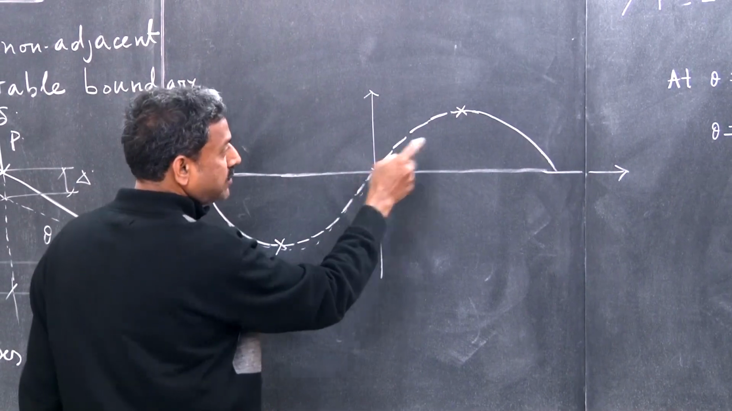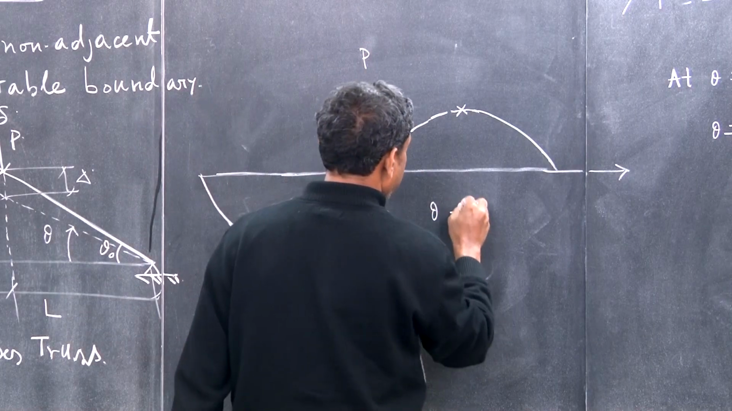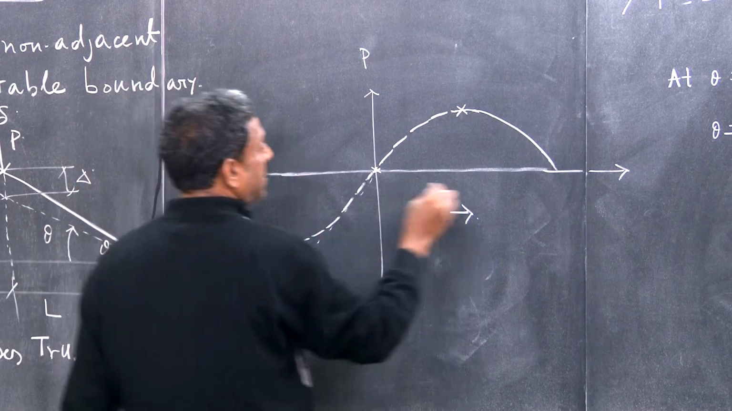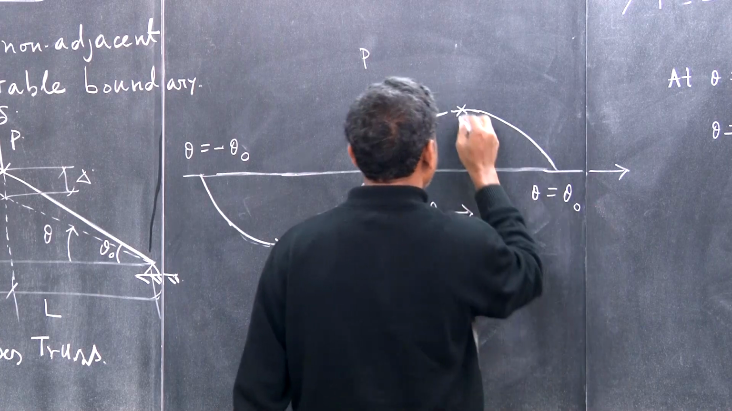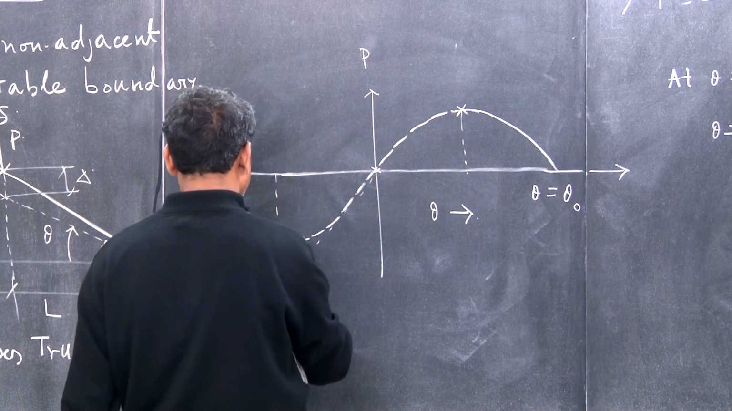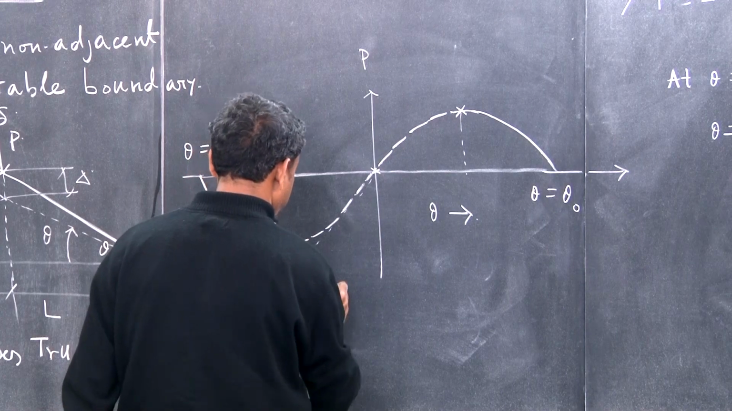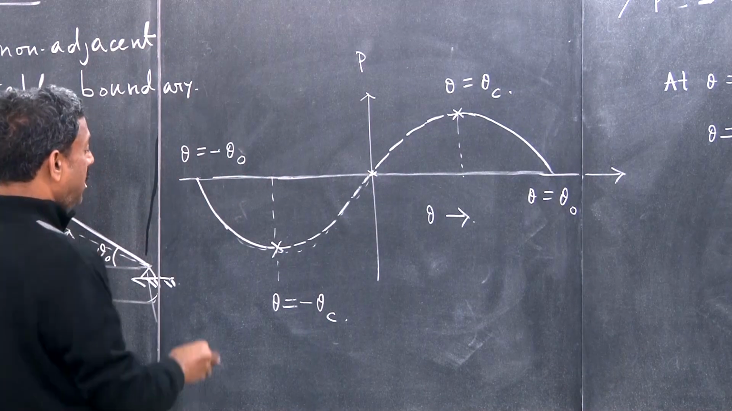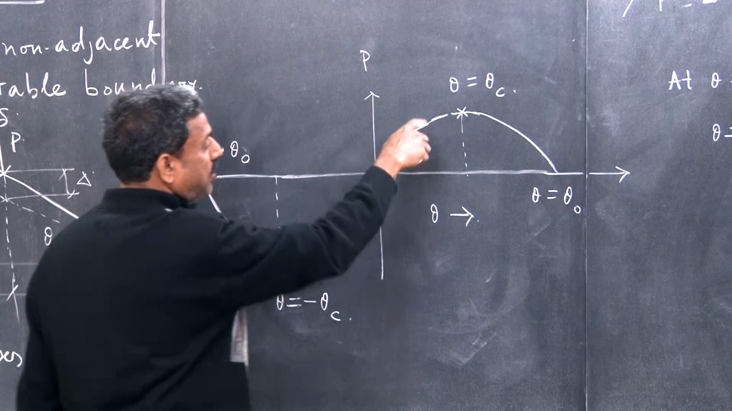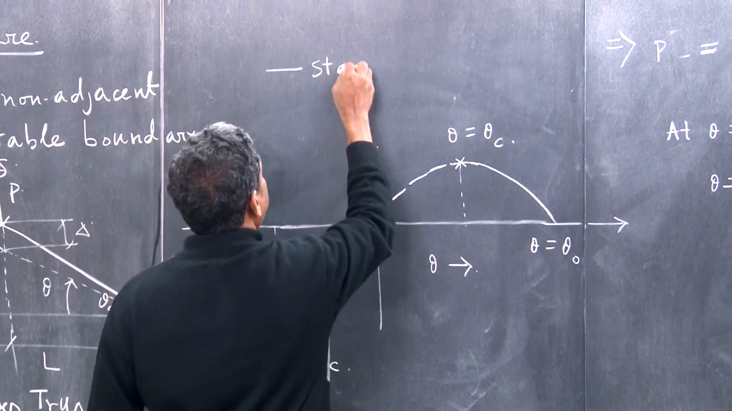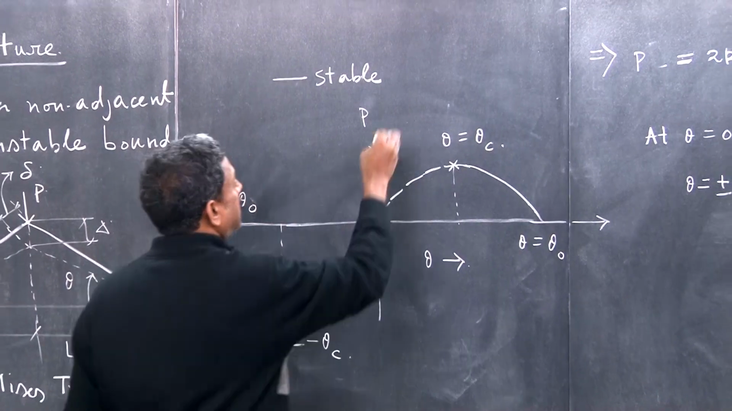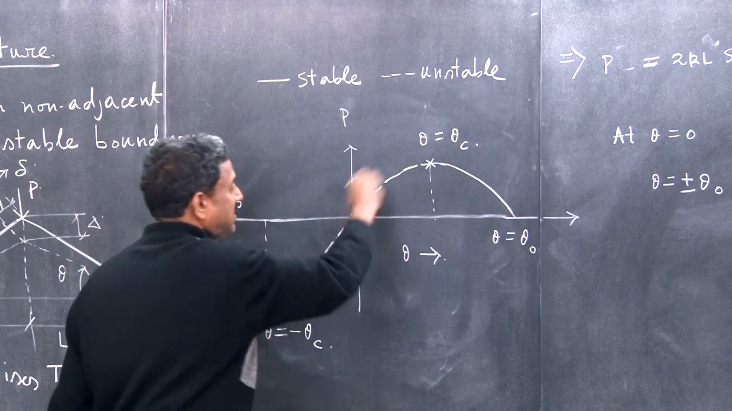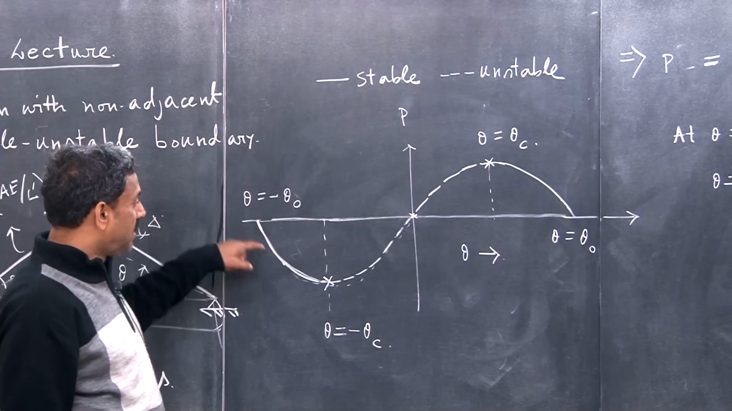So, you see that theta is equal to 0. This is P and this is theta. This is theta is equal to minus theta 0, and this is theta is equal to theta 0, and this one where the peak takes value is theta is equal to minus theta c, and this is theta is equal to theta c. I will explain why it is dotted. The solid line represents the stable path, whereas the dotted line represents the unstable path. But this plot is for the equilibrium path. This is the whole equilibrium path.